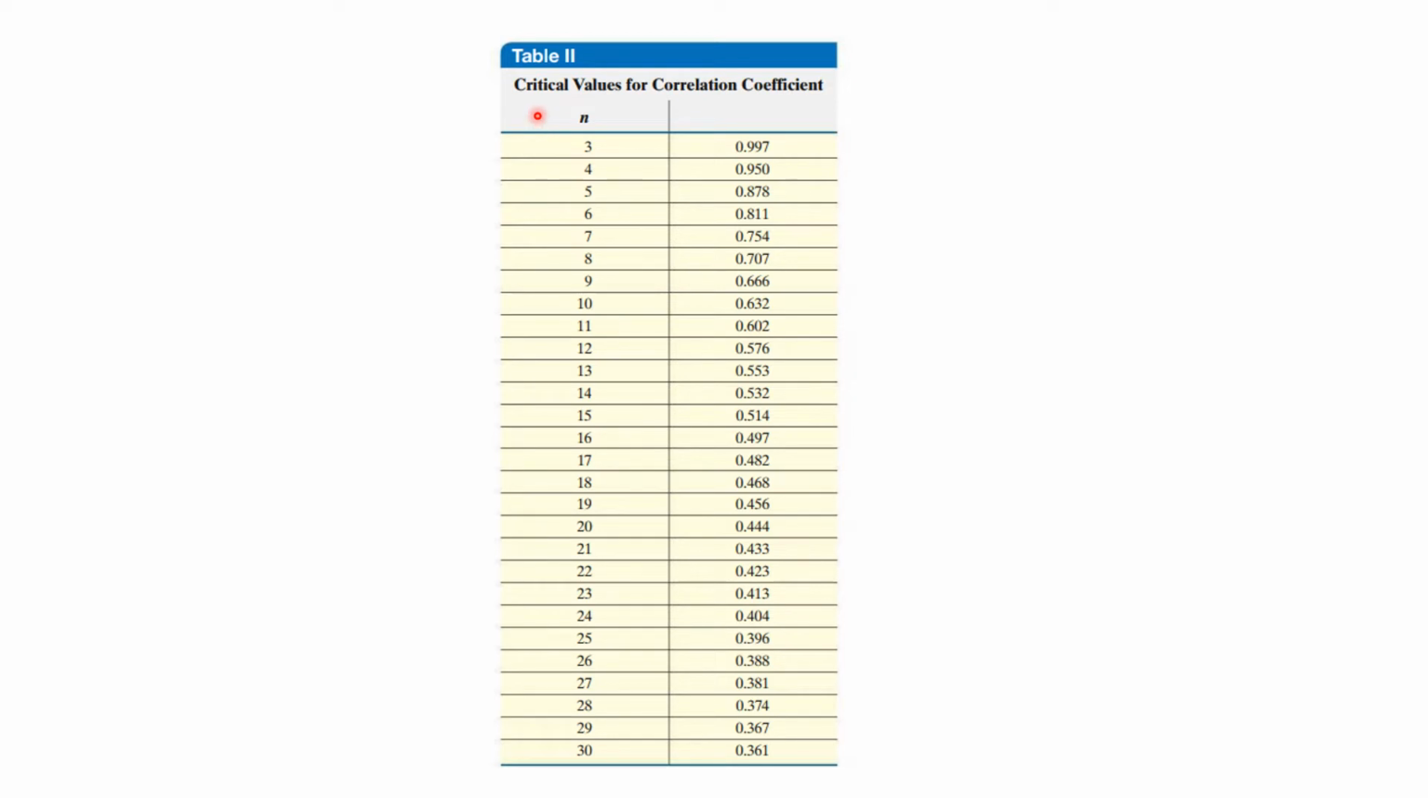Here's an example of Table 2, and you can see you have the sample size and the critical value of the correlation coefficients. And you can note here that as n gets larger, the critical value goes down rather than up.